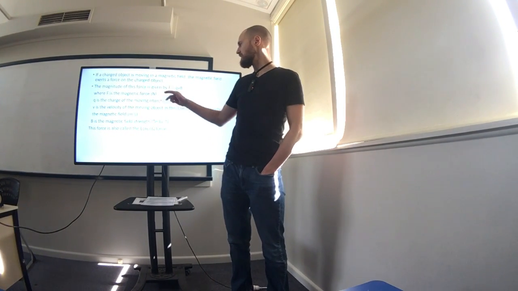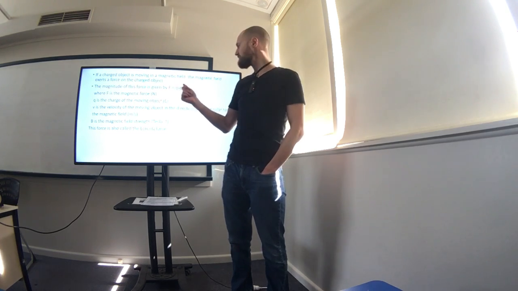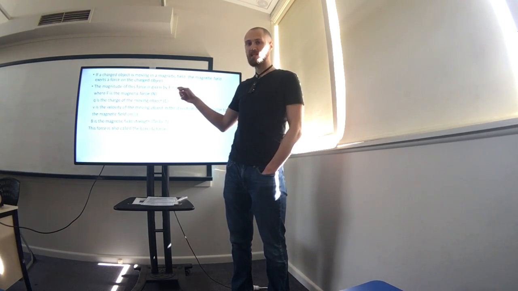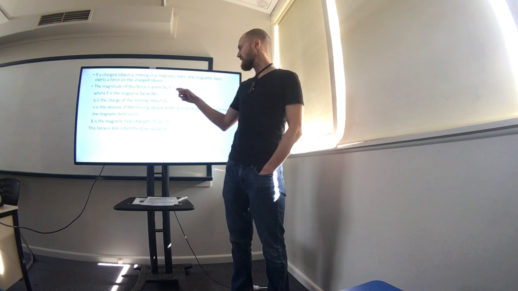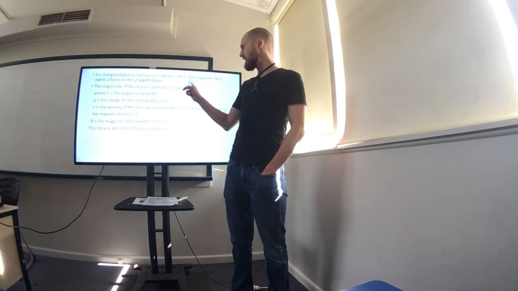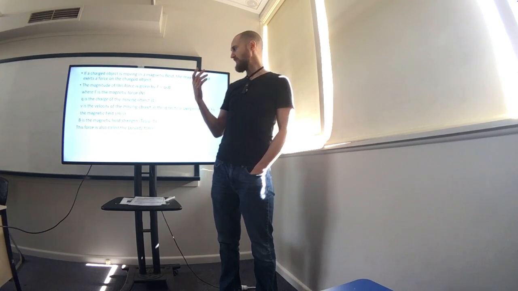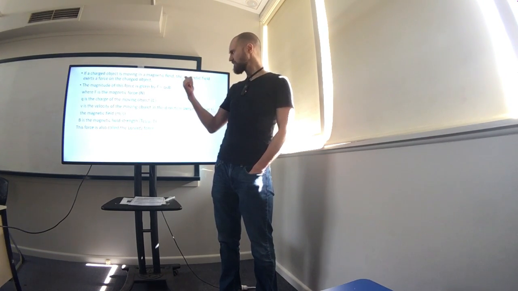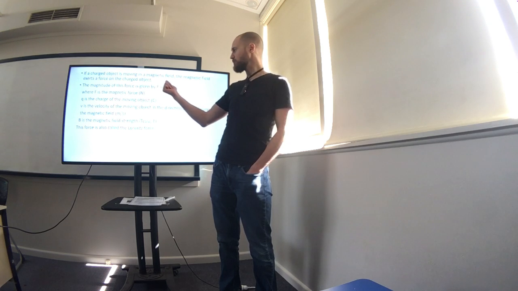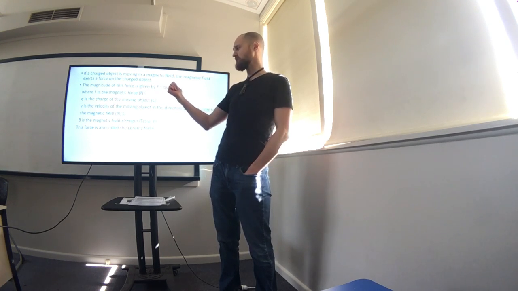Now we represent this using an equation, which is F equals QVB. We've got three things to that: the charge of the object that we're dealing with, the velocity of the object that's moving, and the strength of the magnetic field at the location that the object is at. And it makes sense that if there's no charge, there's no force. If there's no velocity, there's no force. If there's no magnetic field strength, then obviously there's no force as well.